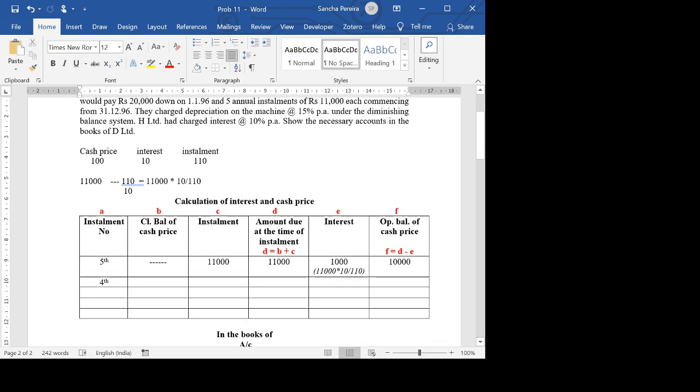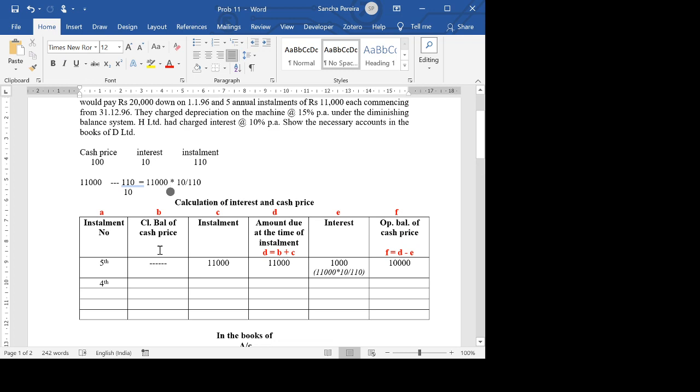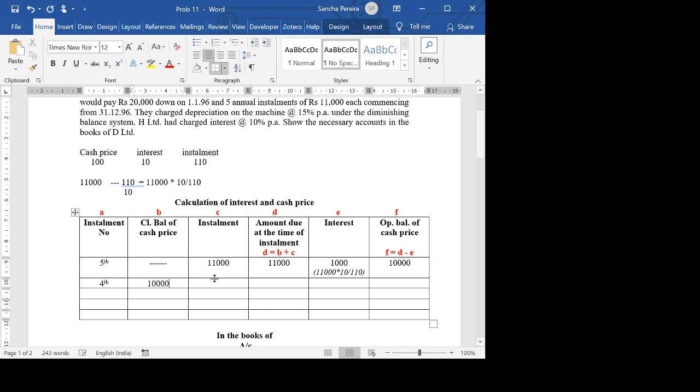So what we want is the closing balance of the fourth year, which will be our opening balance of the fifth year. So I'm going to write the same thing here. If you're getting confused, just know that you have to write this amount here. The previous amount you need to bring here. We know our installment. Every year, the installment is going to remain 11,000. That has not changed.